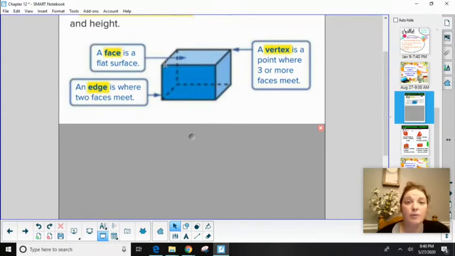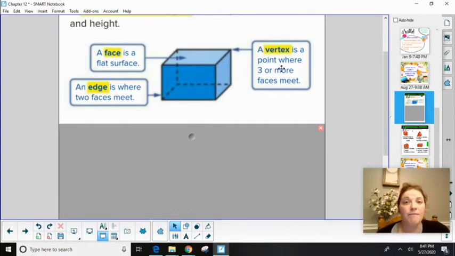Here is an example of a three-dimensional figure. And we are going to identify three different parts of a three-dimensional figure. The first one is a face, and a face is a flat surface. So the top is a face because it's flat. So is the bottom, so is the left, the right, the front, and the back. So all of these flat surfaces are called faces. An edge is where two faces meet. So all of these black lines and black dotted lines represent edges. It's where two faces meet.